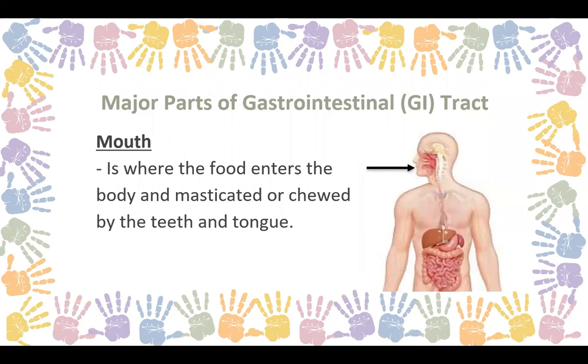First, here is a review of the system of the body that is responsible for breaking down the food and water that you take: your digestive or gastrointestinal tract. Here are the major parts of your GI tract. First is the mouth. The mouth is where the food enters the body and is masticated or chewed by the teeth and tongue. The enzymes in the saliva initially break down the starch in the food in preparation for digestion.